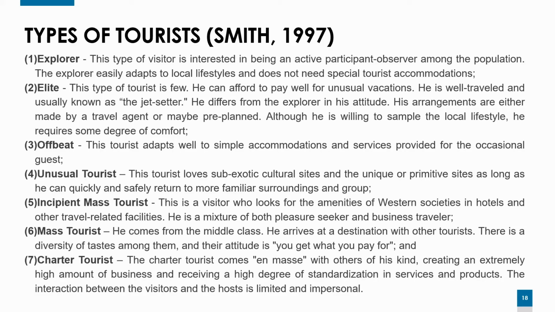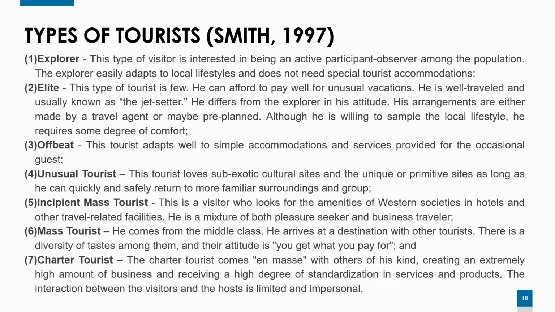According to Smith in 1997, she categorized tourists into several types and outlined her views on the intensity of interaction between the tourists and local residents. So her classifications are as follows. The first one is explorer. This type of visitor is interested in being an active participant observer among the population. The explorer easily adapts to local lifestyles and does not need special tourist accommodations.